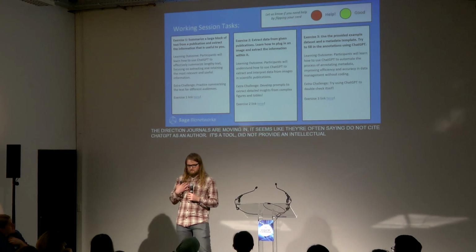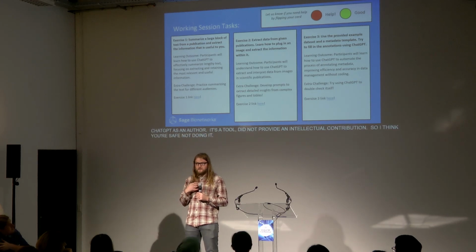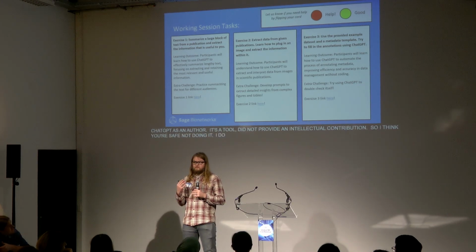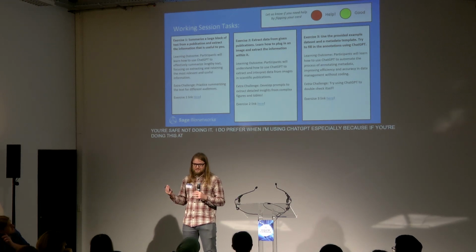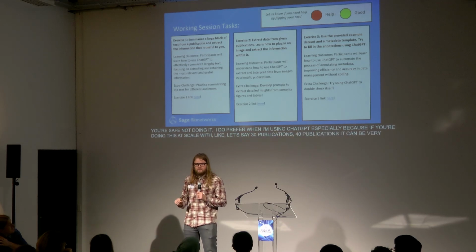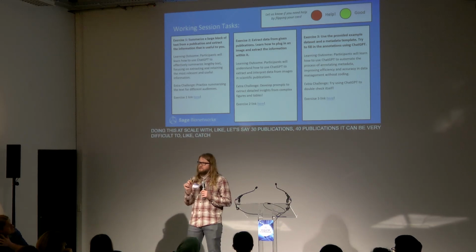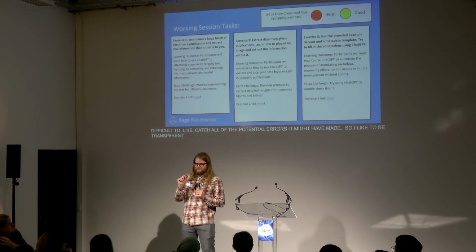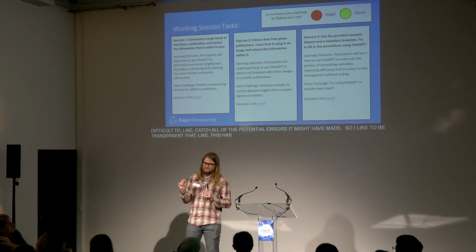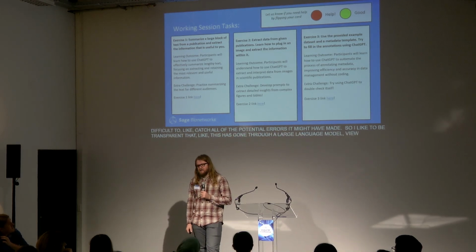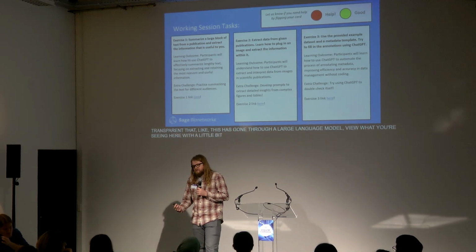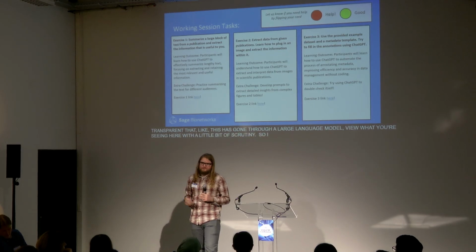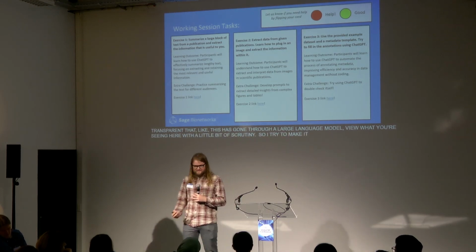I do prefer, when I'm using ChatGPT, especially if you're doing this at scale with, let's say, 30 or 40 publications, it can be very difficult to catch all of the potential errors that it might have made. And so I do like to be transparent that this has gone through a large language model, so view what you're seeing here with a little bit of scrutiny. So I try to make it transparent, but I don't necessarily cite it in the formal scientific process sense.